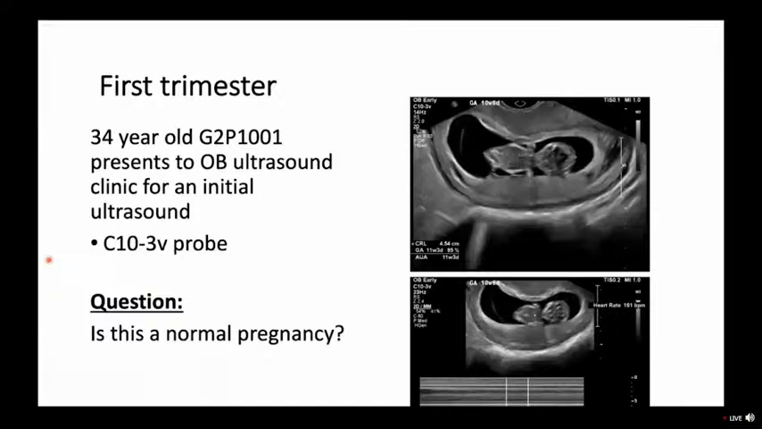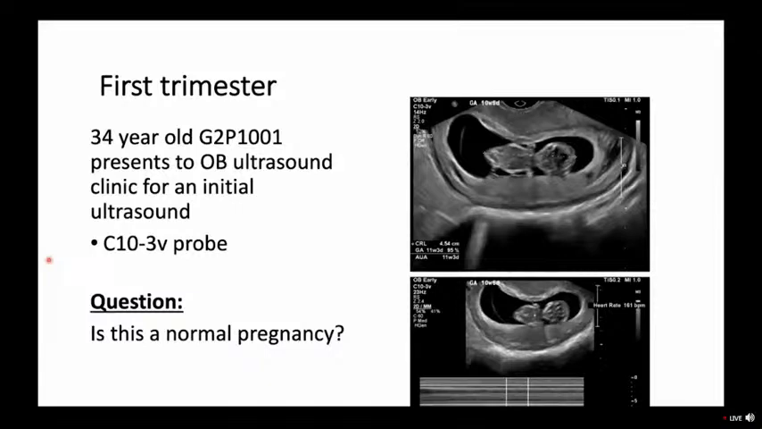All right, so here's a first case for you guys. 34-year-old, she's a G2P1. She comes to your clinic for her first ultrasound. Crown rump length measures 45.4 millimeters, 11 weeks, 3 days, confirms her menstrual dating. Heart rate 161 beats per minute. What do you guys think? Does this look like a normal pregnancy to you?